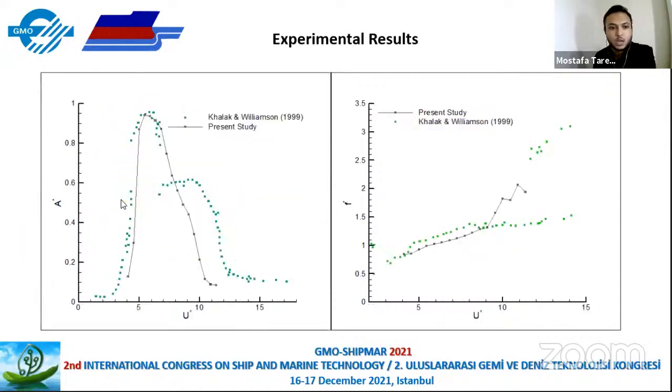We compared our result with a study in the literature by Khalak and Williamson, and our result is almost the same. However, here we could see the lower branch appears much more in their study, but actually they use a mass ratio of 2.4, and we use a mass ratio of 2.224. So our parameters are almost similar.